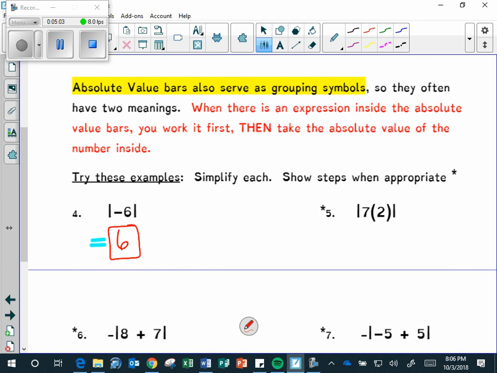But when you get over to number 5, your absolute value symbols are actually doing a little bit more than just representing absolute value. They have a math problem inside. So they're doing two things. They're grouping the problem inside, and then they're asking you to take absolute value. So I usually just bring down the bars, work out the problem inside. In this case, it's 7 times 2, 14. How far is 14 from 0 on the number line? Well, it's 14 units away.